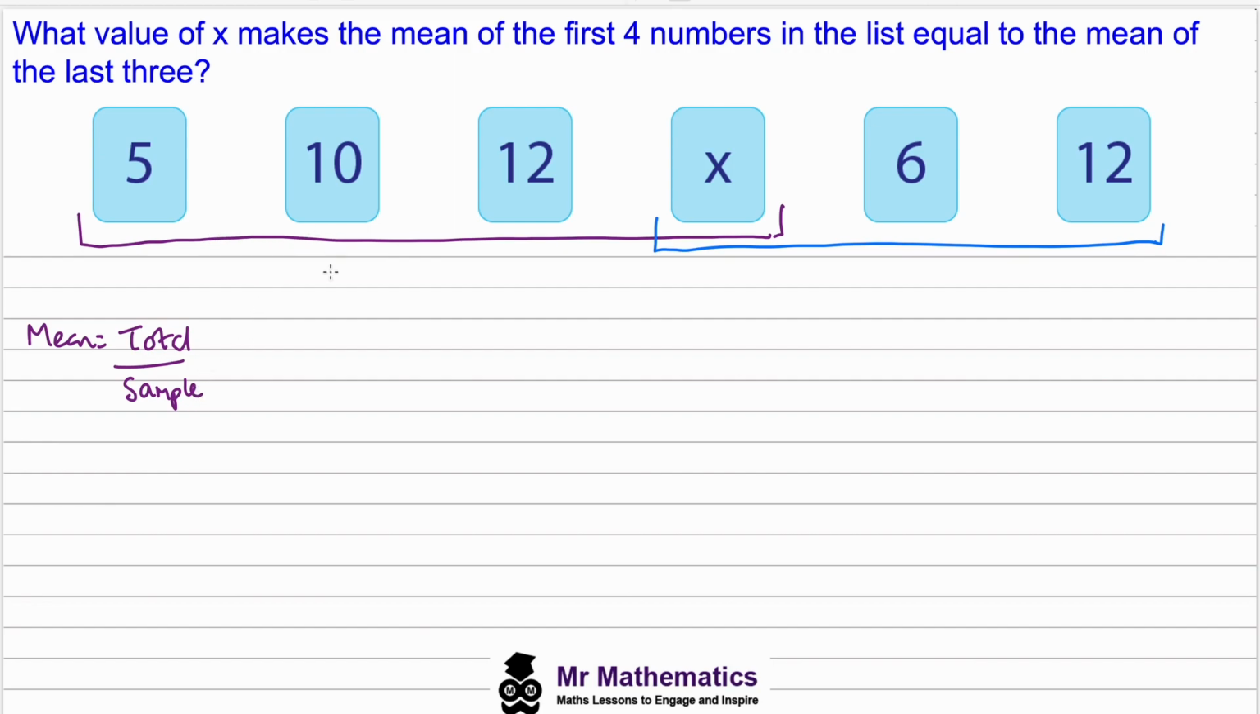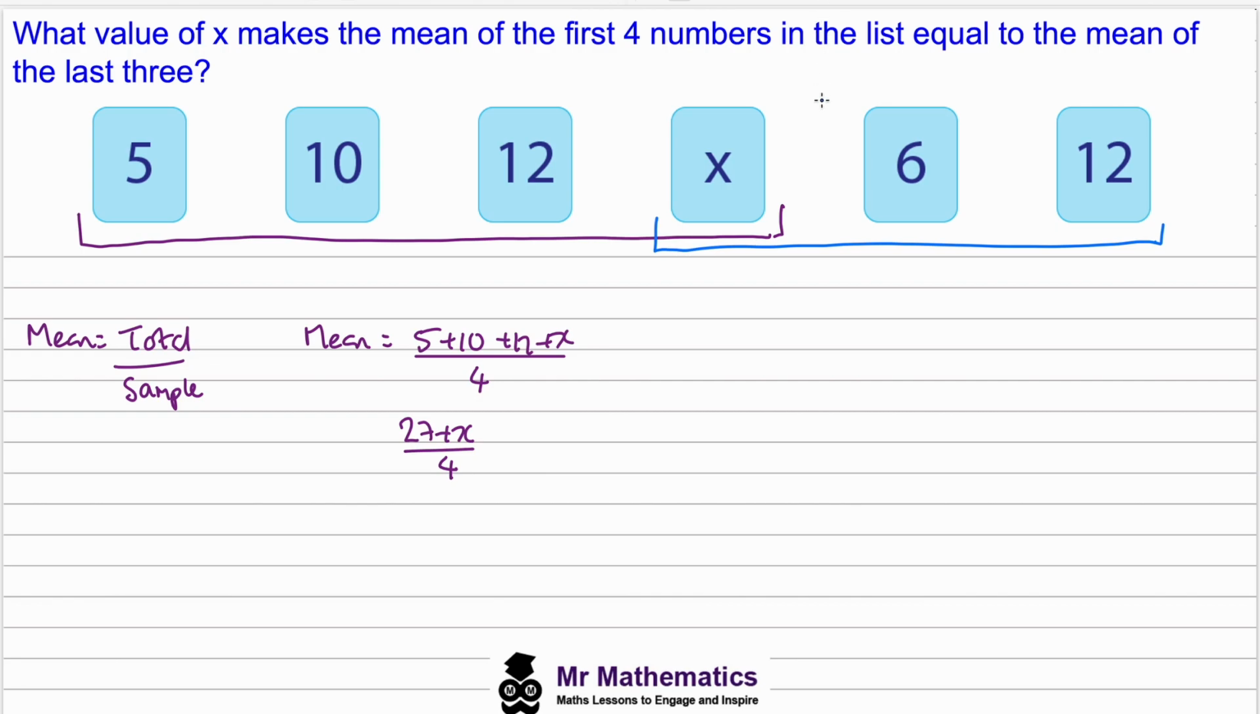So if we look at the first four numbers, the mean will be the total of the 5 plus the 10 plus the 12 plus the x. And you can see we've got a sample size of 4, so we'll divide this by 4. And then we can add up these like terms on our numerator, and we get 27 plus x over 4.